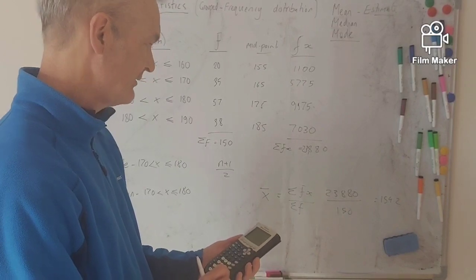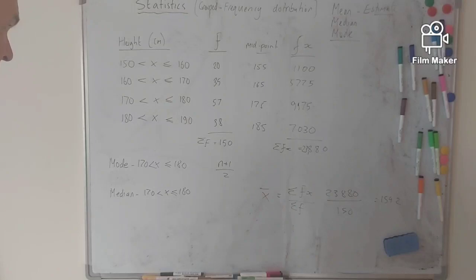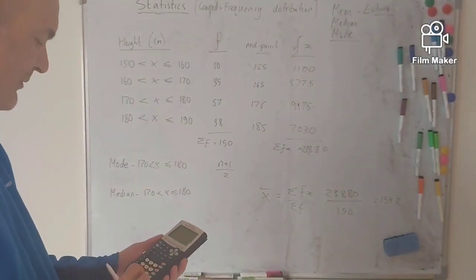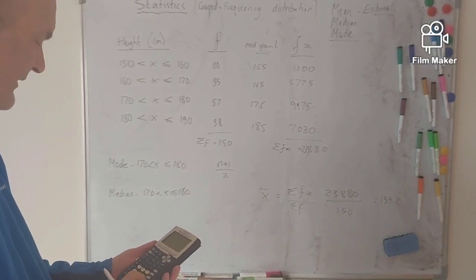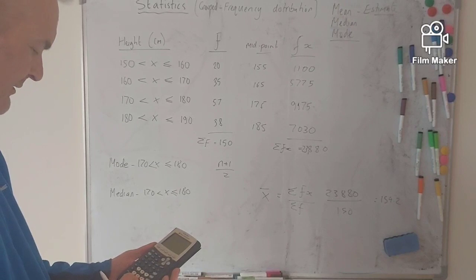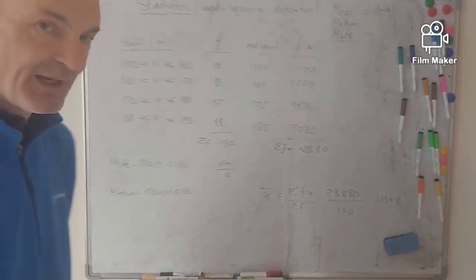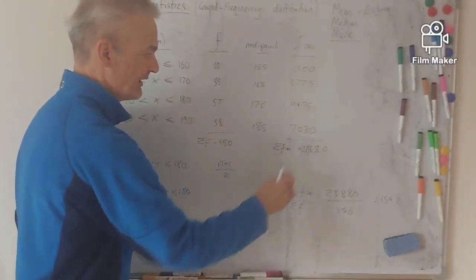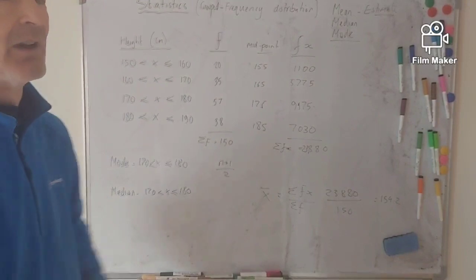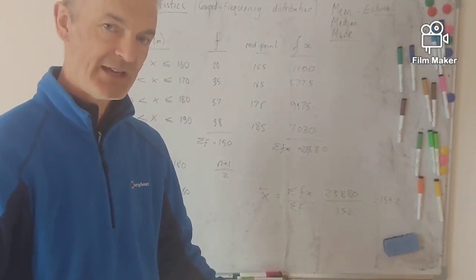23,880, 23,880. No, that's okay. Again, did that one in my head. Let's just check that. And that's 150 as well. So my mental maths is okay. These are the correct figures. So this is going to be our mean, 159.2. But as with everything, check it. If you're not sure, check it.